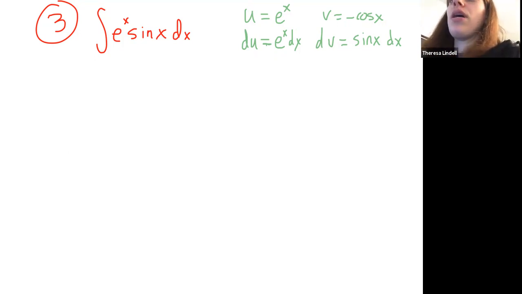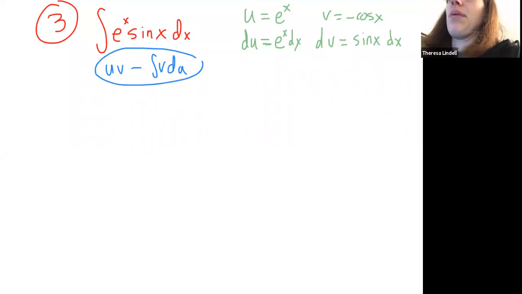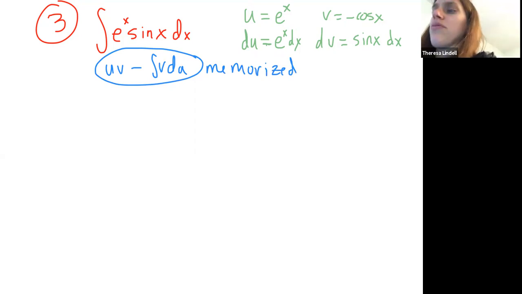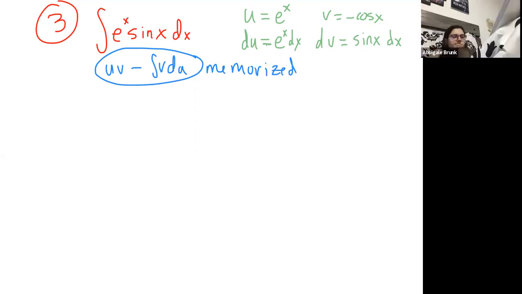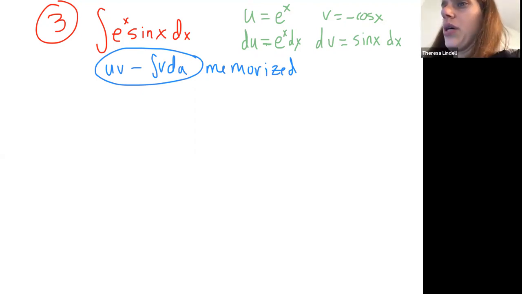Okay, so then we do uv minus the integral of v du. Just so you guys know, you will have to have this memorized for the test. You're not going to have Newton's formula or any of the other ones that we used, or the logistic one, but you do have to have this one memorized. That's the only one you have to.